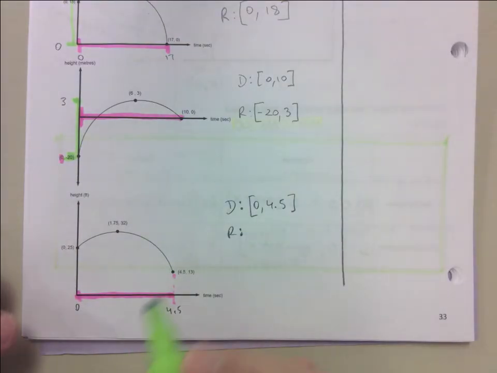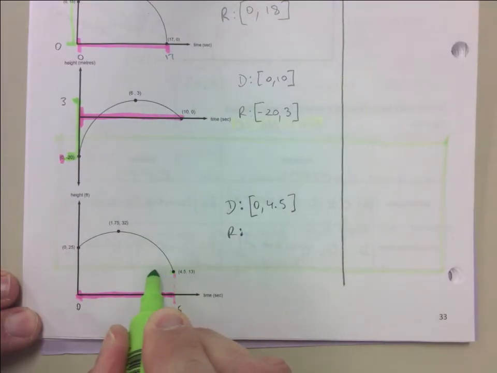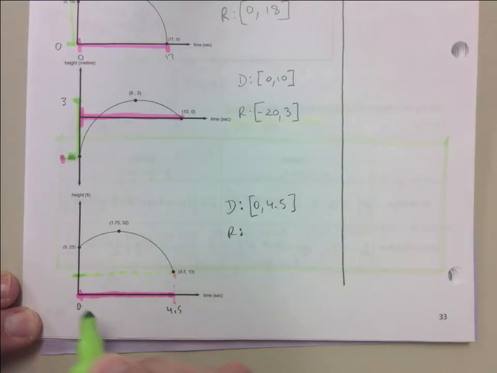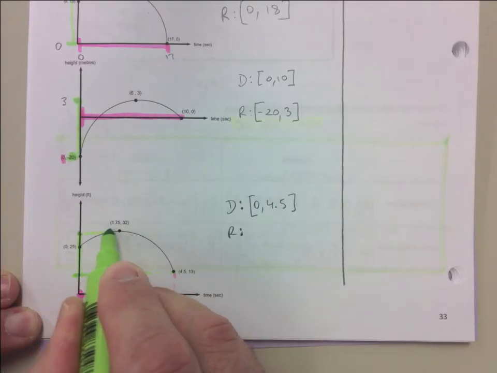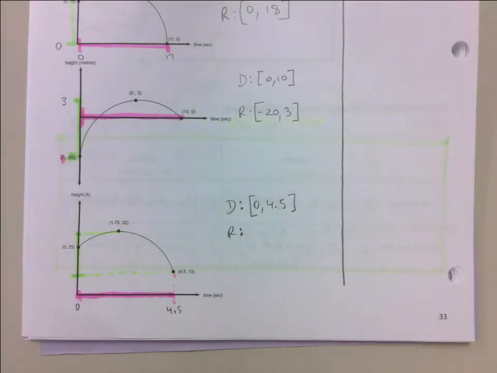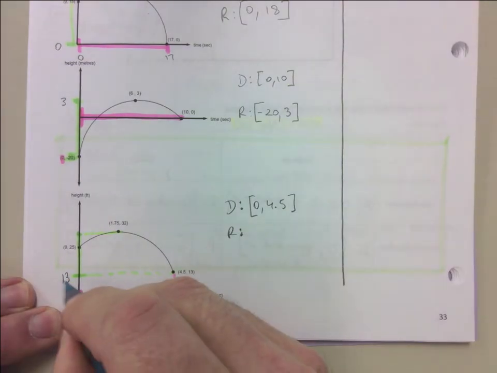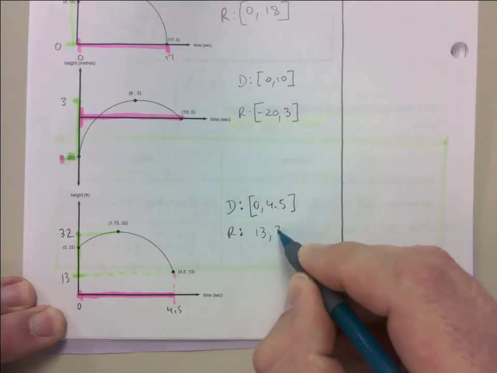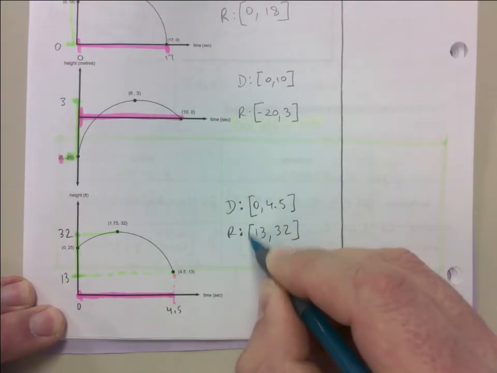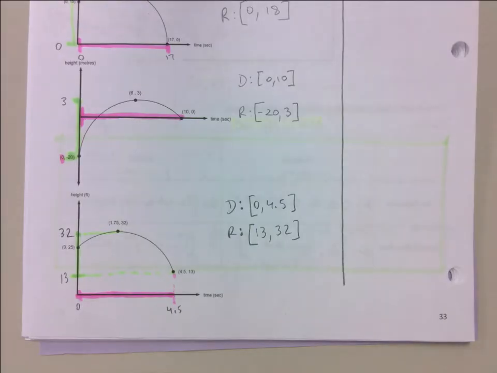So for range, the lowest you ever get to is right here, 13. And the highest value you ever get to in this scenario is 32. So it is from 13 to 32 that your range exists. Okay? And there you have it.